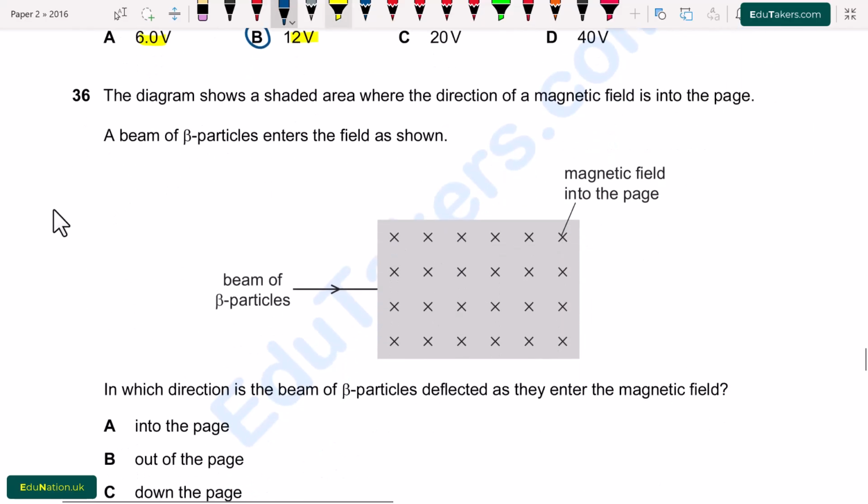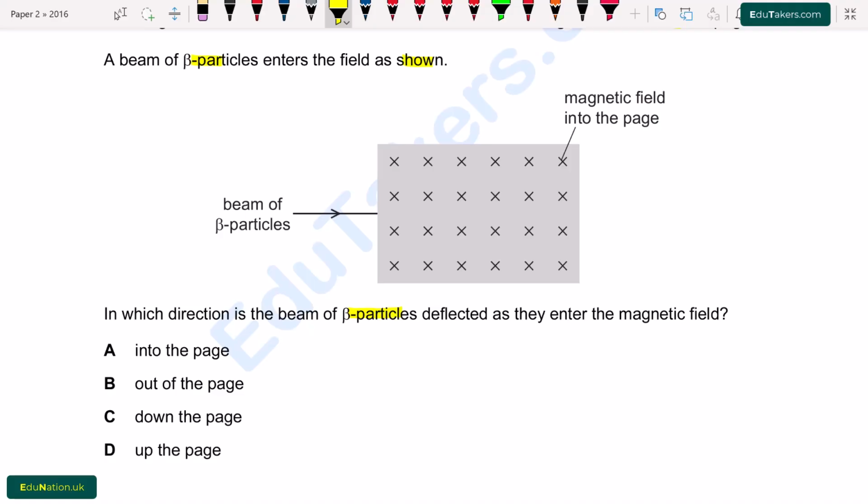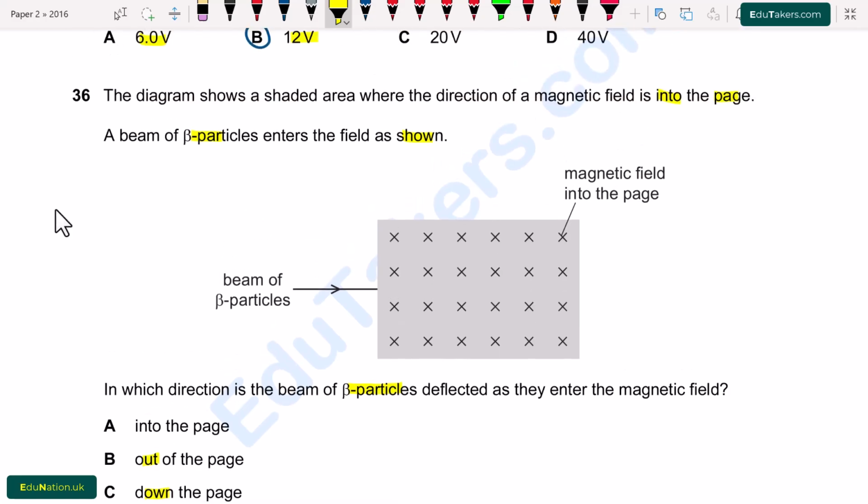Question number 36. The diagram shows the shaded area where the direction of the magnetic field is into the page. A beam of beta particles enters the magnetic field as shown. In which direction is the beam of beta particles deflected as they enter the magnetic field? Option A into the page, B out of the page, C down the page, D up the page. First of all, here the direction of the magnetic field is into the page and the beam of beta particles is entering the magnetic field from left to right.